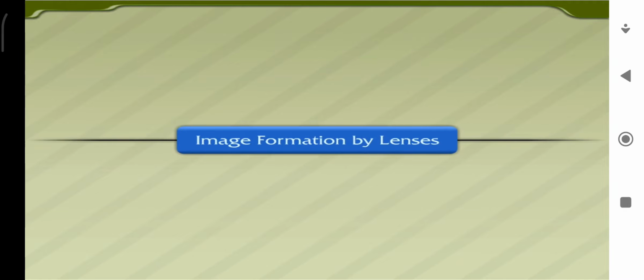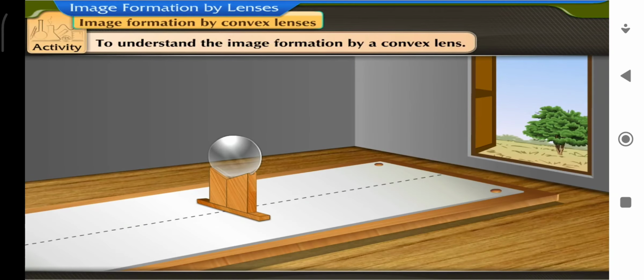Image formation by lenses. Image formation by convex lenses. Let us perform an activity to understand the image formation by a convex lens. First, let us find the approximate focal length of the convex lens.